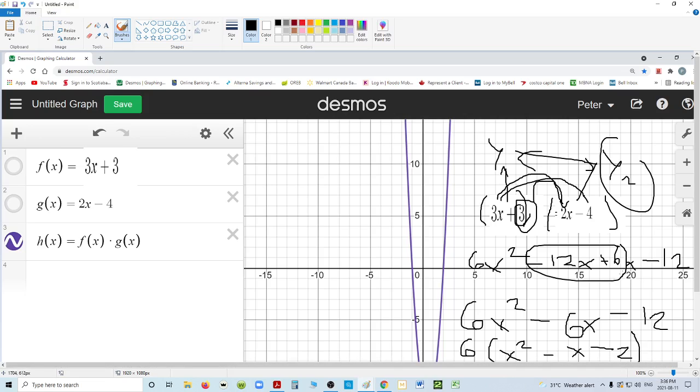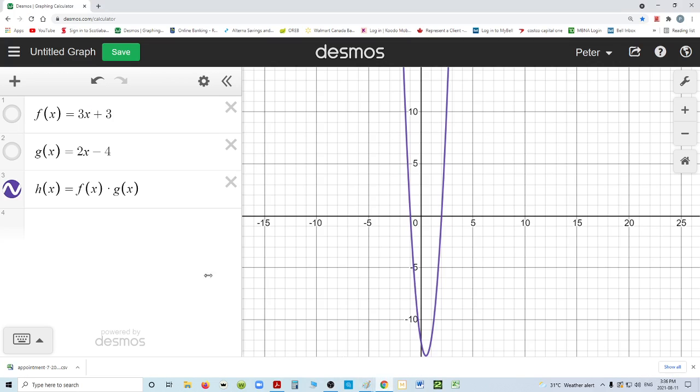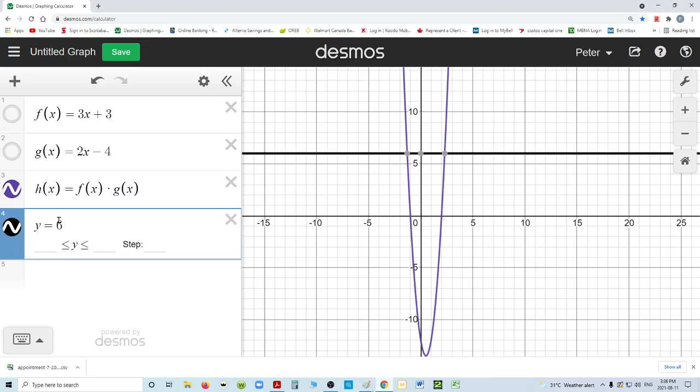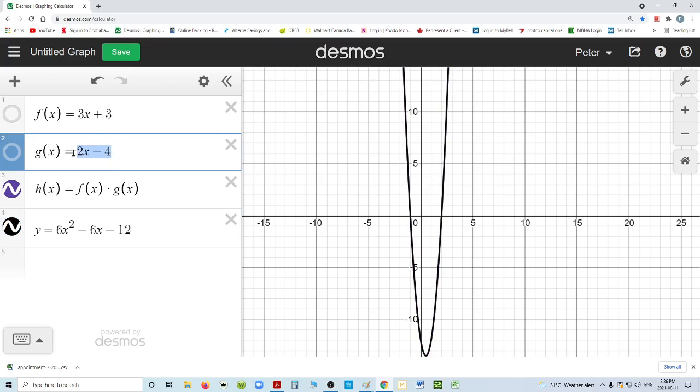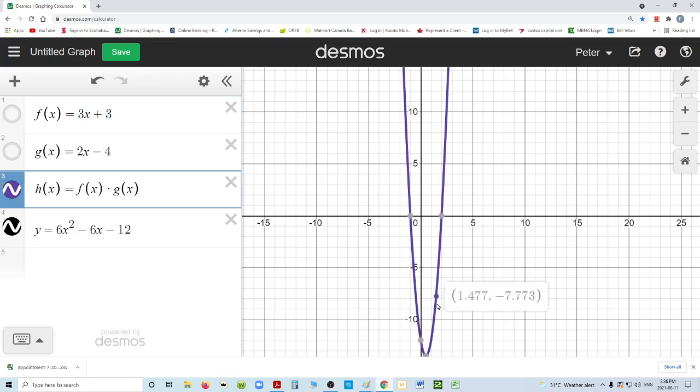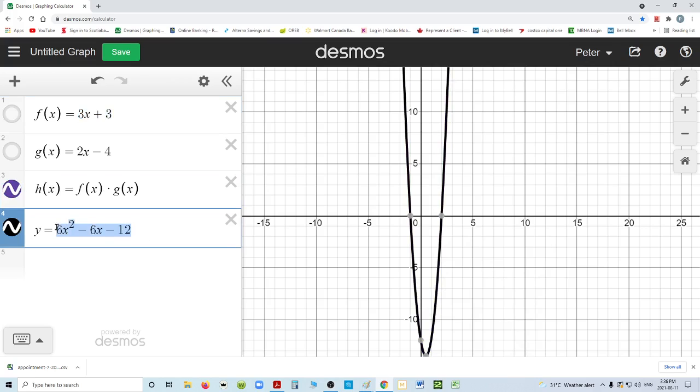Or I can leave it like this. Theoretically, if I put this in Desmos, I will get the same graph as the purple graph. And sure enough, I do. And that's taking their y formulas and multiplying them to figure out their new y's. And it makes perfect sense that when I multiply 2 lines, I get a parabola.